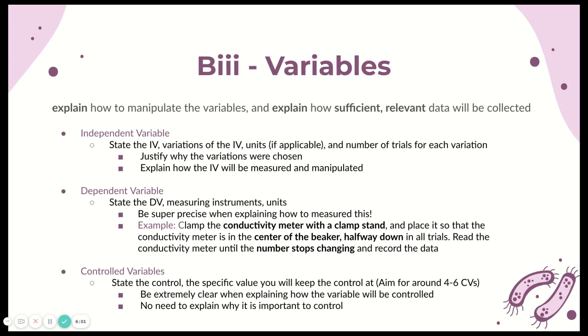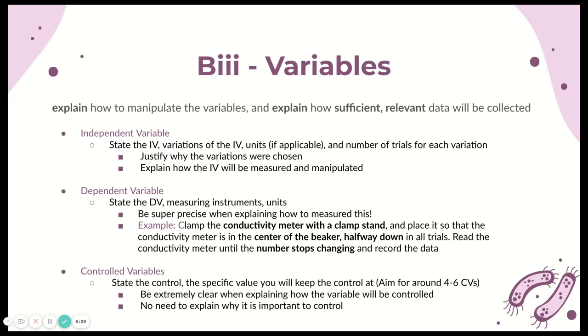So be super, super precise with this. For example, you can't just say, put the conductivity meter in the beaker and look at the number. You'll have to say, clamp it with a clamp stand, place it so that it's in the center of the beaker, halfway down, and read the conductivity meter until the number stops changing, and record the data. That will give you a 7/8.